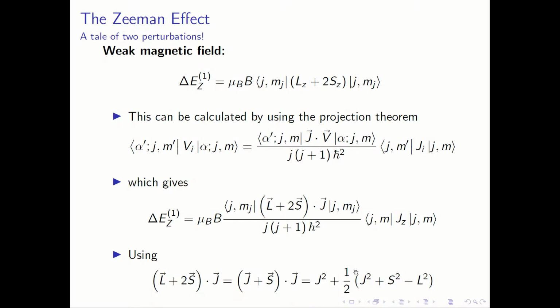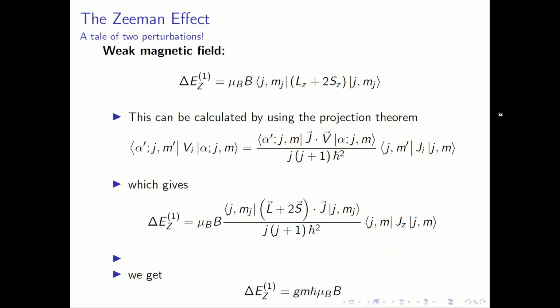And making use of this, we can finally write down ΔE_z^(1), the first order correction, which is going to be μ_B B times ħ times m coming from here. So μ_B B m ħ times a factor of the order of 1, which comes from this. This factor is rather famous. It is called the Landé g factor.